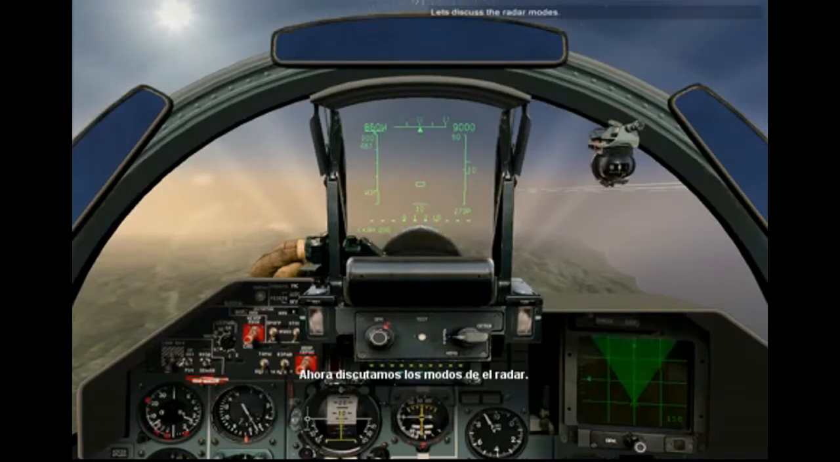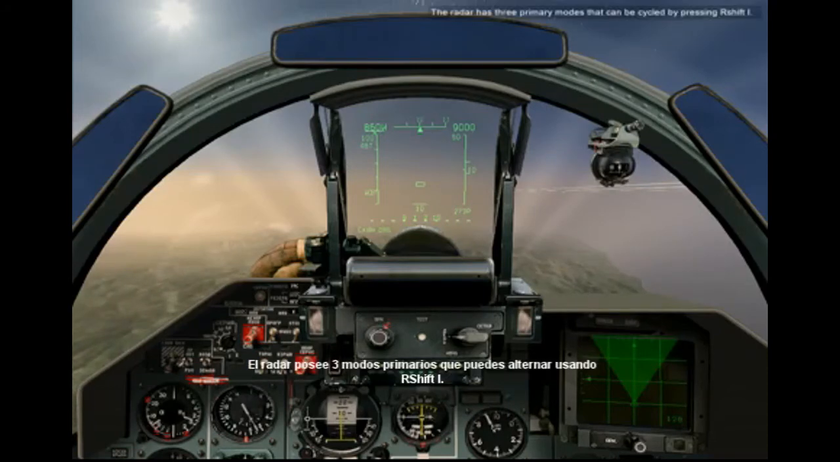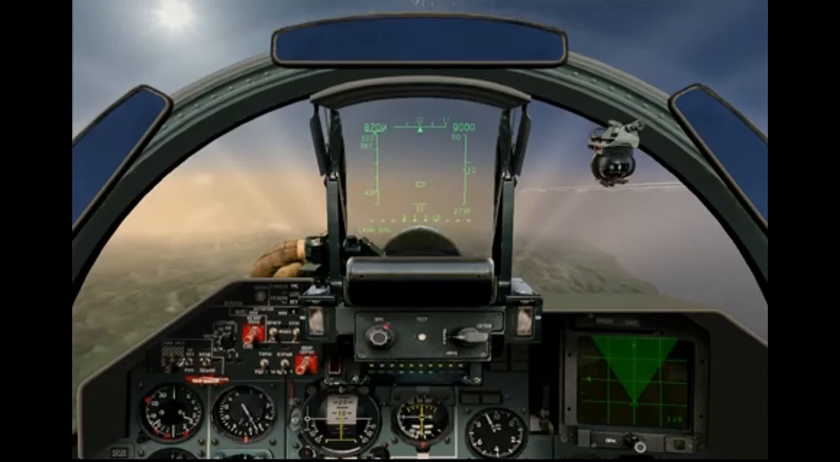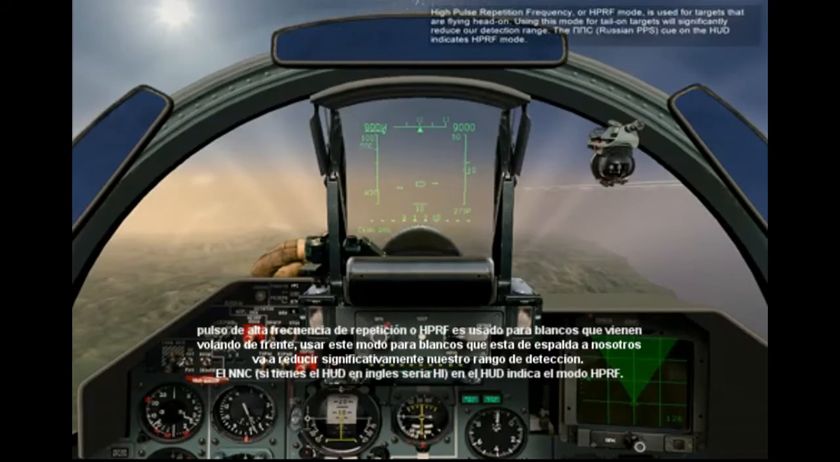Let's discuss the radar modes. The radar has 3 primary modes that can be cycled by pressing right shift and I. High pulse repetition frequency, or HPRF mode, is used for targets that are flying head-on.